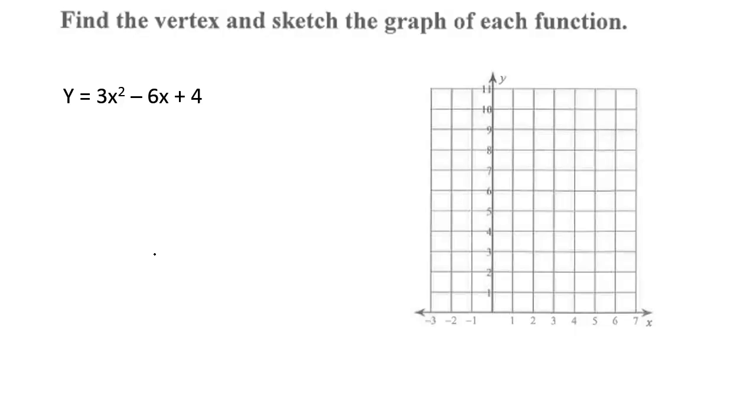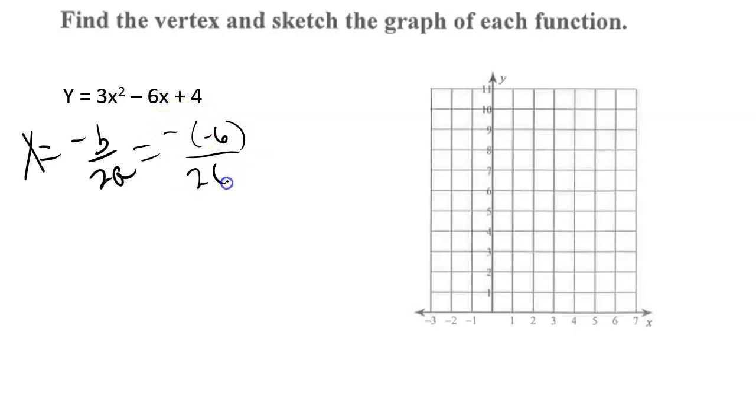So the first thing we need, obviously, is the vertex. Hopefully you remember from Algebra 2 that to find the vertex, the x-coordinate is the opposite of b over 2a. So b in this problem is -6, so we're going to do the opposite of that. And then a is that leading 3. So x is a nice easy 1.